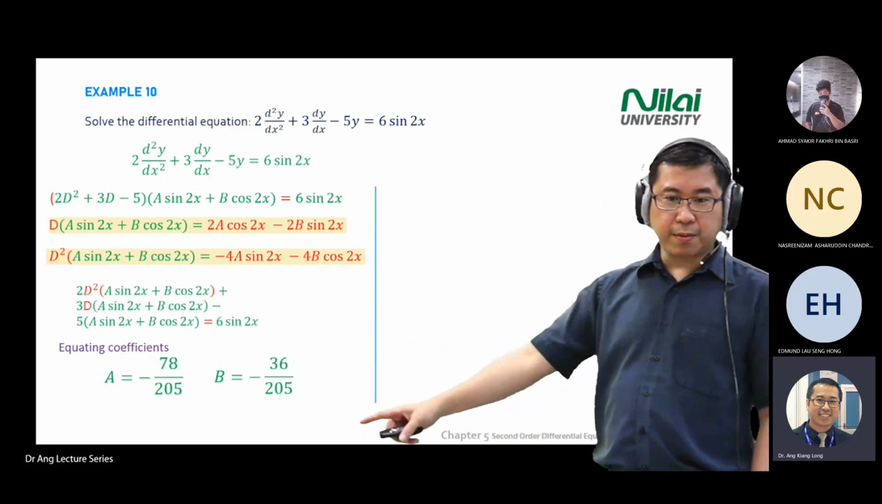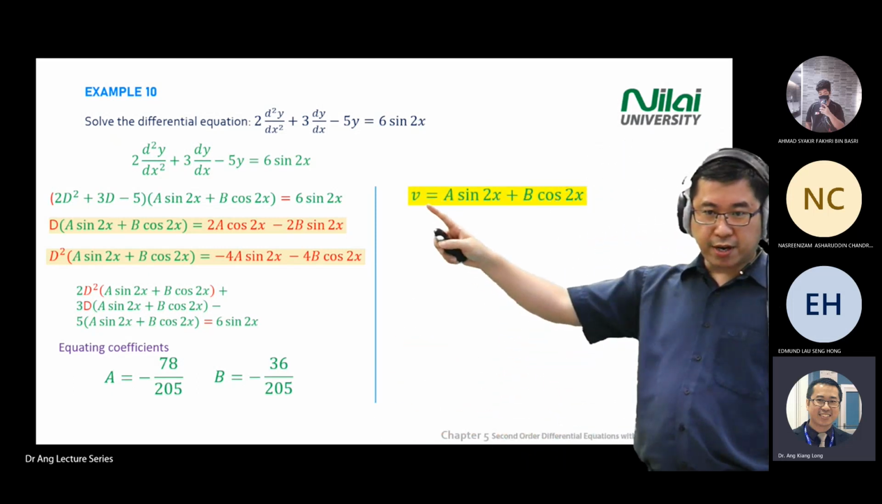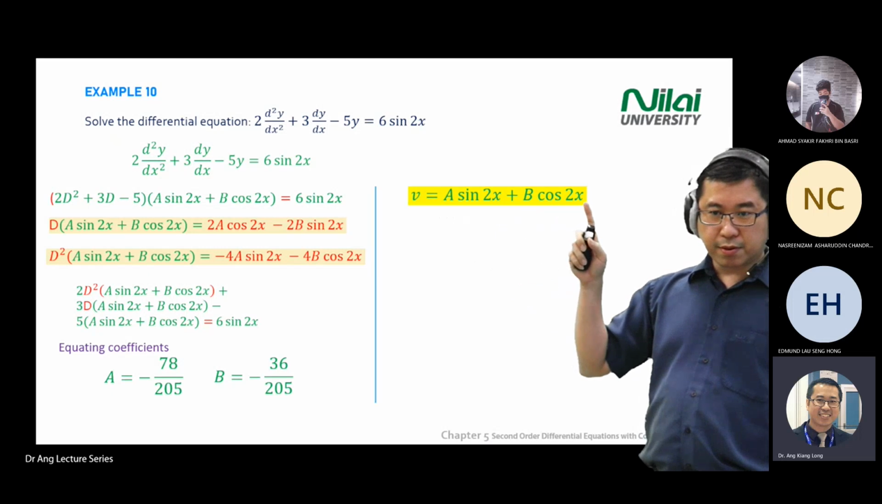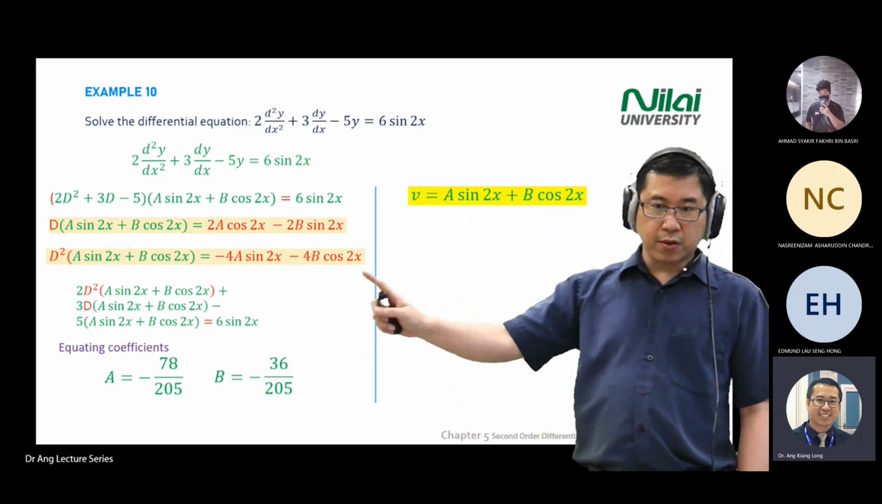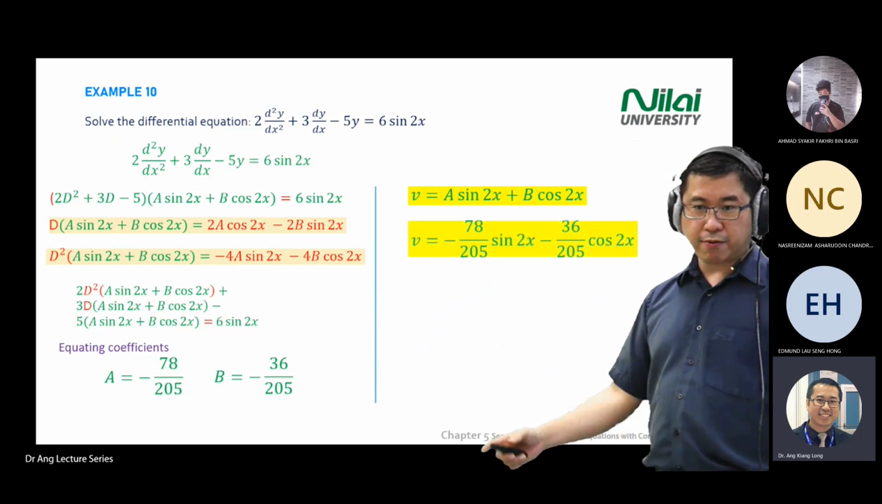What to do with the A and B? You substitute back into the equation. You have V, right? V equal to A something, B something. Substitute your A in here, substitute your B in there. You get the full mark for your V.